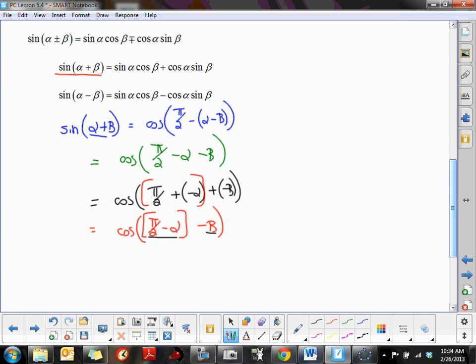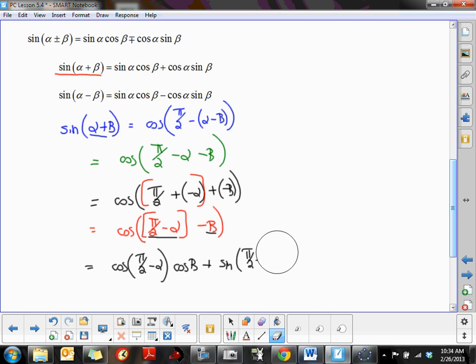So we can rewrite this as the cosine of the first angle, which is pi halves minus alpha, times the cosine of the second angle, which is the cosine of beta, but the cosine of a difference is always plus the sine of the first angle, which is pi halves minus, I'm sorry, that's alpha. Read my own writing. Times the sine of the second angle, which is beta. And I don't need a parenthesis for that. So just sine of beta.